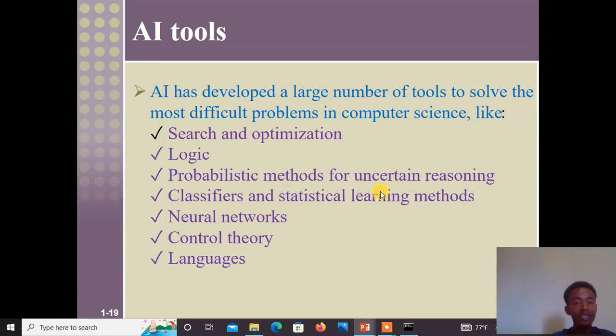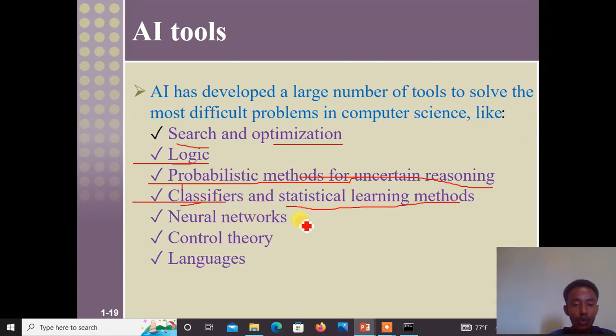The other one is artificial intelligence tools. So artificial intelligence has developed a large number of tools. There are a different number of tools which are developed within these artificial intelligence applications like search and optimization, if you consider the logic and probabilistic methods for uncertain reasoning, classifiers, different number of classifiers, statistical learning methods, neural network, and also control theory, and also different languages. These are artificial intelligence tools.